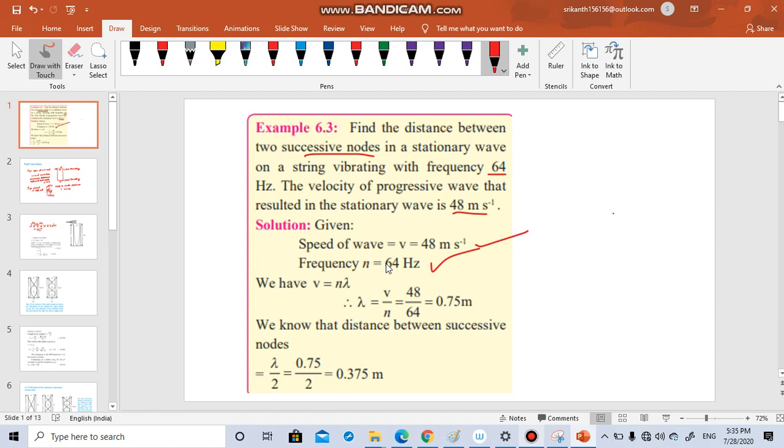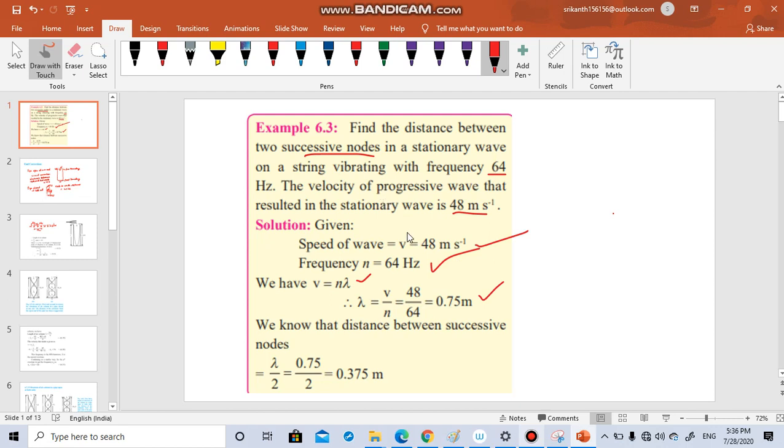Different books use different notations. Some books use mu, some books use n. So v is equal to n lambda was the original formula. So v and n given, so you can find out lambda. V is 48, n is 64.